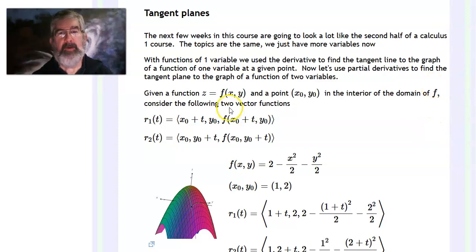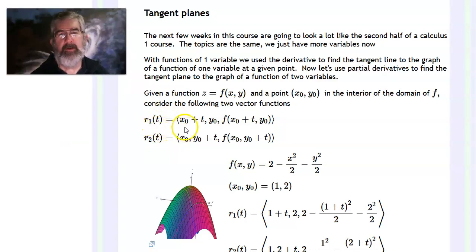So here we go. We're going to start with the function z equals f of x, y, and the point (x0, y0) that is in the domain of the function, actually in the interior of the domain. I want a little bit of space around it so that other points are also in there. And then I want to consider two vector functions. So these are just curves now in space. And although I didn't put the little vector hats over the r's, they are vectors here.